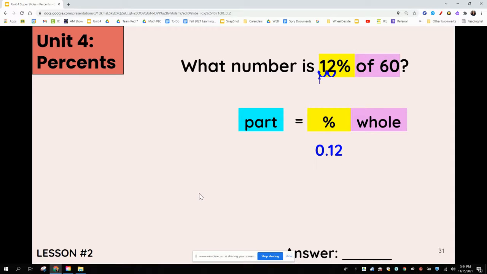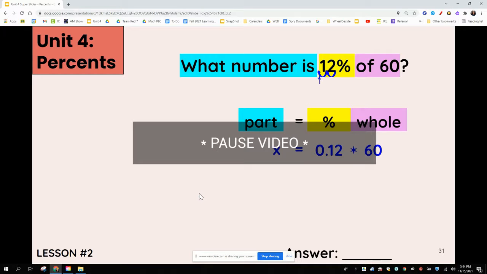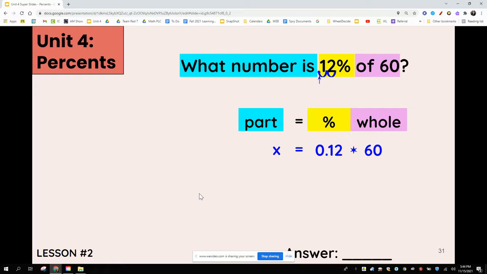Of 60, there's my whole number, times 60. I don't know what the part is here. Now this is the special occasion where to find out what x equals, you just need to multiply 0.12 times 60. So on your calculator, please type in 0.12 times 60. All right, you should have gotten 7.2. So the answer is 7.2 is 12% of 60.